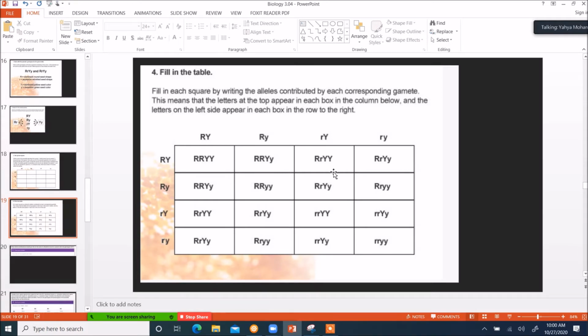So for each combination, there's only a 1/16th chance. So here's what it means. Let's suppose the parent on the top and the parent at the side, their gametes combine. What is the probability that they're going to have this combination right here? 1 out of 16.